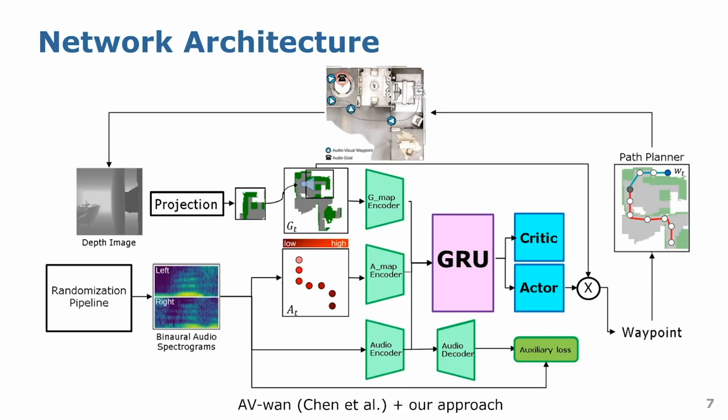Here we show how we have integrated our approach with the current state-of-the-art model, Audio-Visual Navigation with Waypoints by Shen et al. As you can see, our randomization pipeline passes the current binaural spectrogram to the audio map and the audio encoder, after which we have added an audio decoder to reconstruct the current spectrogram. Finally, we compare it with the original one in order to calculate the auxiliary loss.